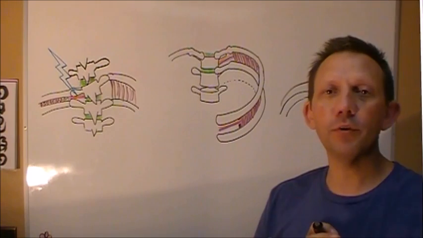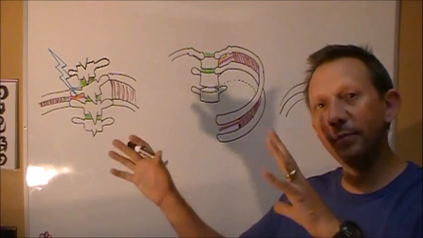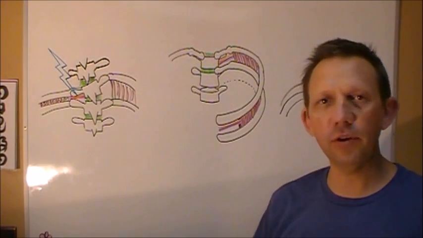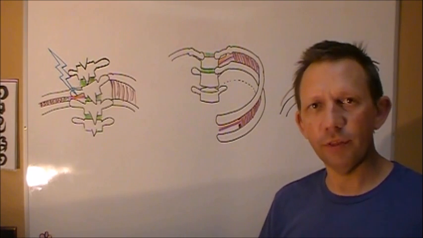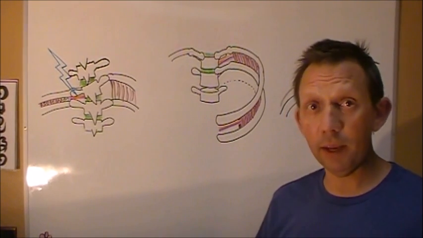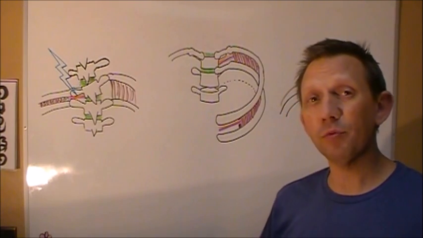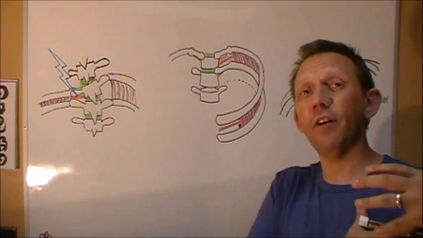Hey, this is Dr. Sean over at Natural Body Works, and today we're going to talk about ribs being out of place, rib subluxations, and that kind of thing. People come into the office with things like back pain, neck pain, low back pain, and sometimes rib pain, which can go all the way around into the front of the chest.